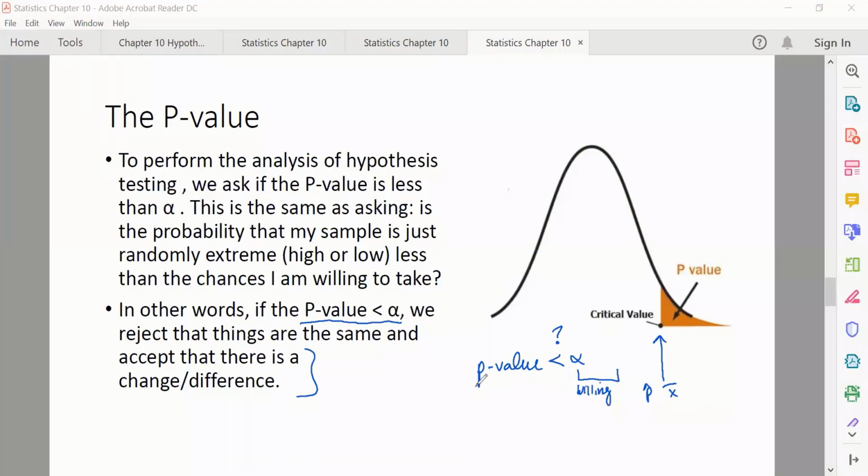Because alpha are the chances that my researcher is willing to take. So if the probability that I'm wrong is less than the chance I'm willing to take, then that means the probability of being wrong is small enough, I'm willing to say that things are different.